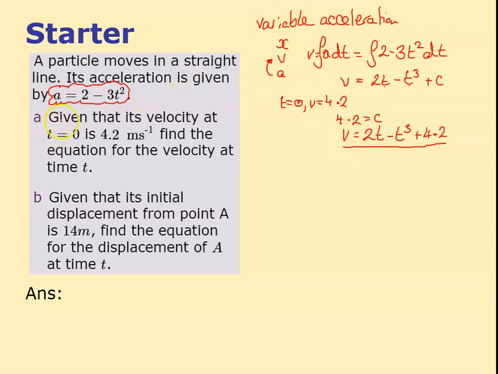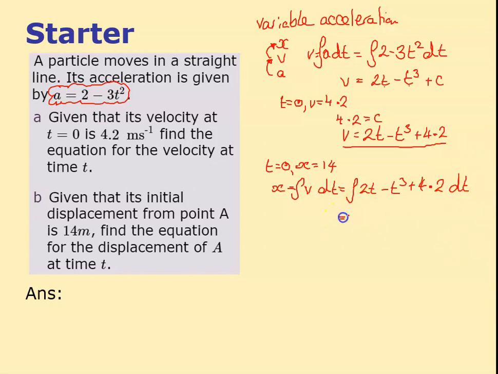It changes over time. And now it's not uncommon to have to do this next step as well. I've been asked now to find the displacement, the final step, if you like, given its initial displacement from point A is 14 meters. Well, that basically tells me t equals 0. It's initial, you see. It's x is 14. Find the equation for the displacement of A at time t. Well, again, I go back to this idea that x is the integral of v dt, which is the integral of 2t minus t cubed, this thing I just found, you see, plus 4.2. We saw a lot of this in the last exercise.